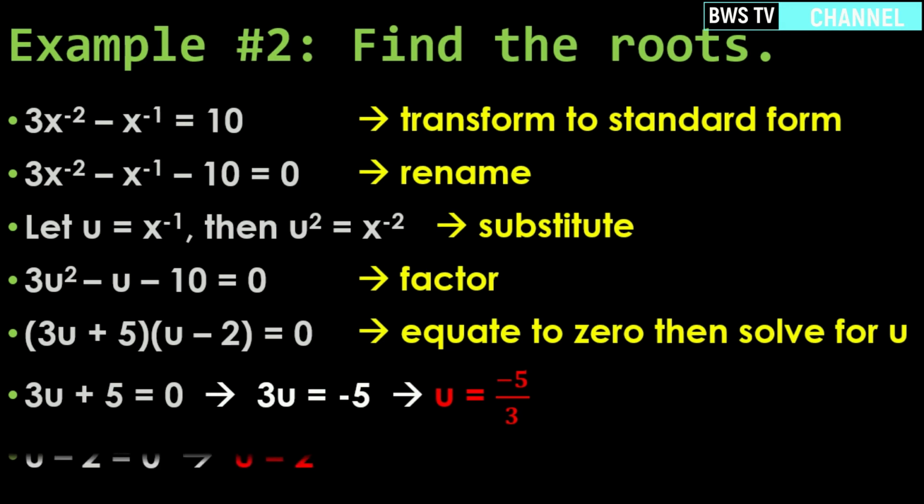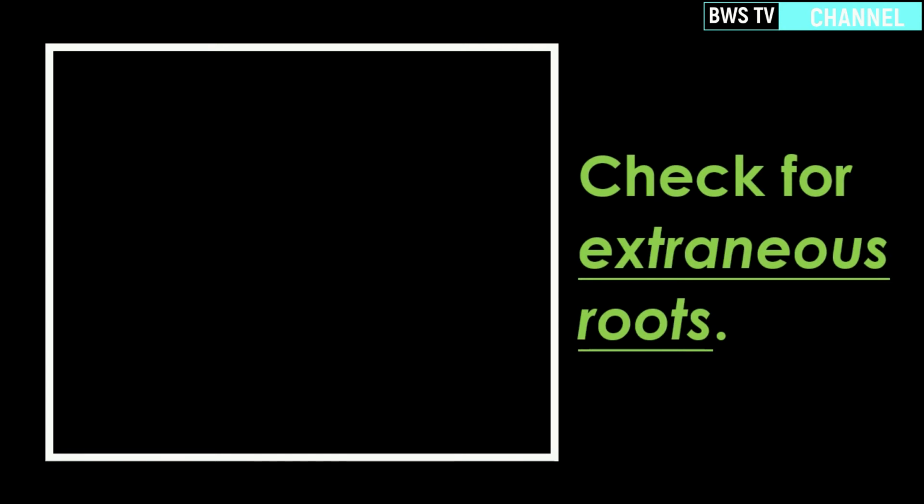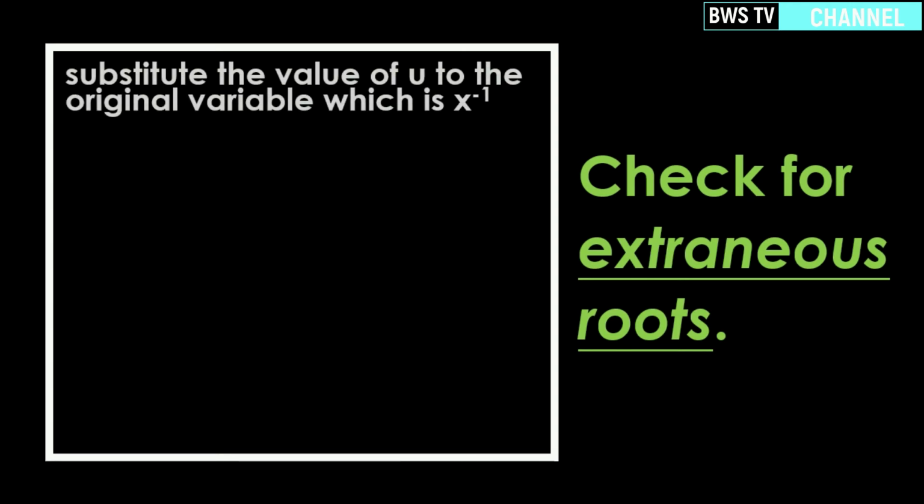That's the first value. Second value is that u minus 2 is equal to 0. So just simply transpose 2 to the right side. So we have u is equal to positive 2. Again, we have, last but not the least, check for extraneous roots. So first, substitute the value of u to the original variable, which is x to the power of negative 1. So you have here u is equal to negative 5 over 3. So again, you change u into x to the power of negative 1. So you have negative 5 over 3.